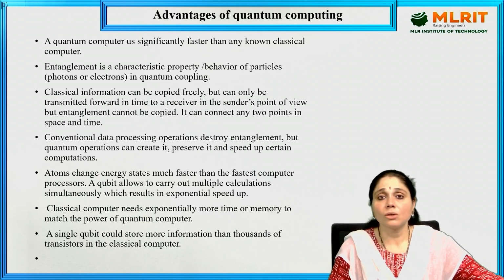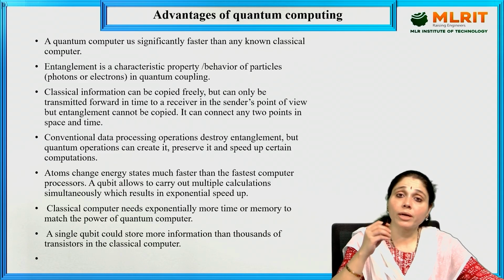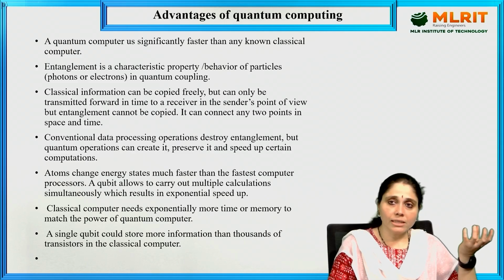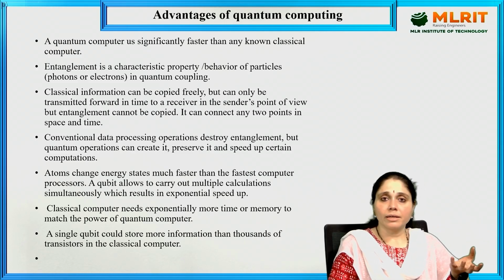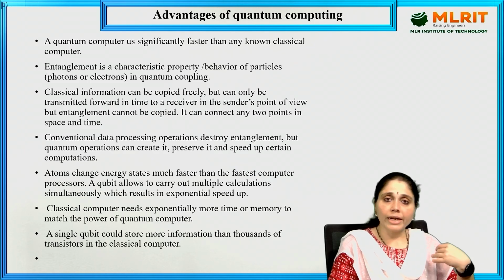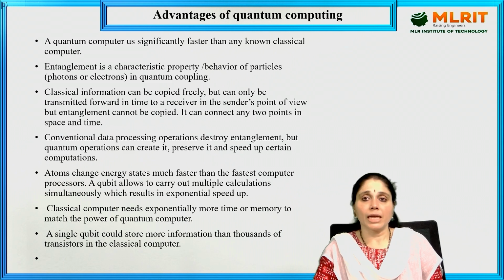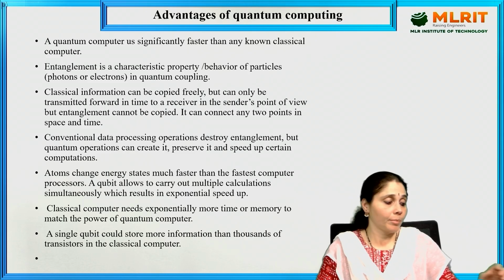So what is the use of quantum computing? A single qubit could store more information than thousands of transistors in a classical computer. In the classical computer, we usually use transistors to store data, and with the help of transistors, classical computers run effectively and efficiently. But what's the use of a qubit? A single qubit could store more information than thousands of transistors in a classical computer.